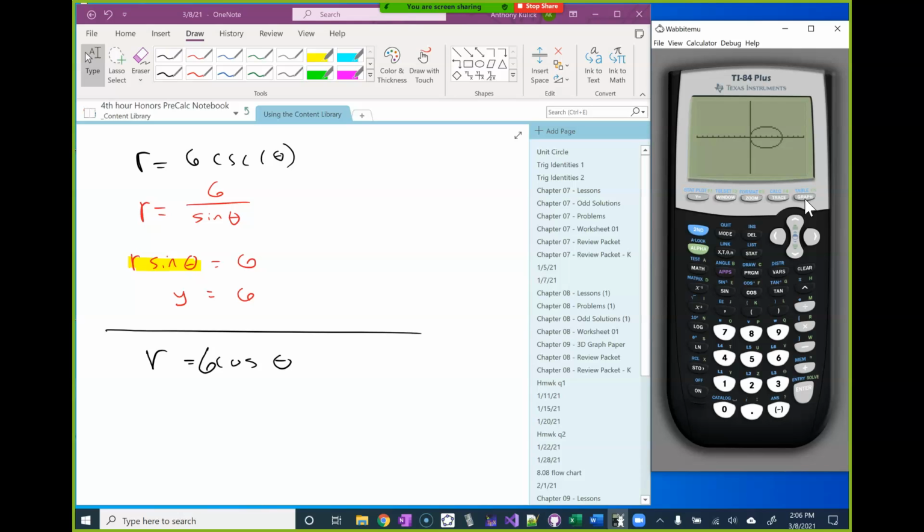Let's see why that's the case. Let's try to convert this into rectangular form. I notice that my graph looks like a circle, right? Who remembers the general form equation for a circle from their geometry course? Nobody?